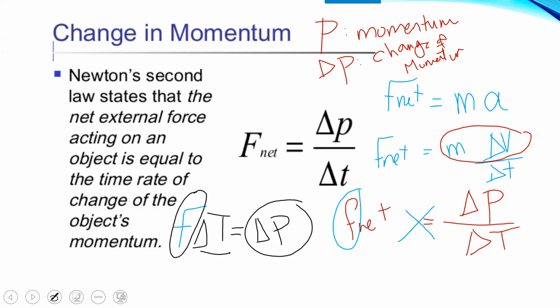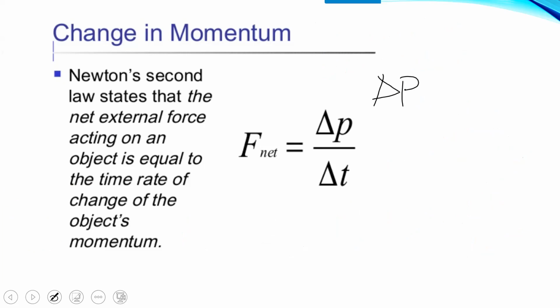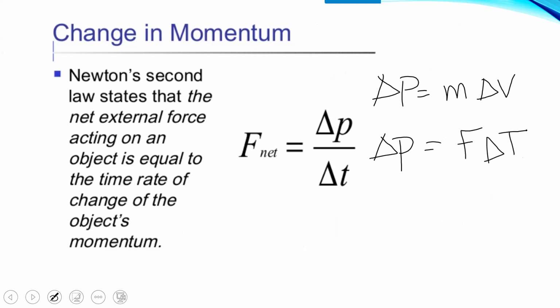So I have two formulas for a change of momentum. I can write a change of momentum as mass times a change of velocity, and also we can write it as a force times a change of time. This change of momentum, which is F times a change of time, we call an impulse. So a change in momentum is an impulse.